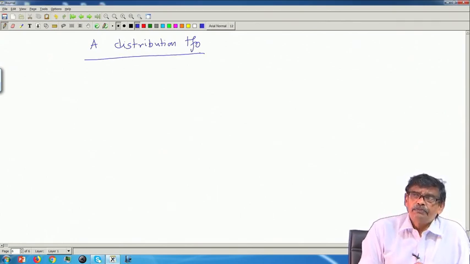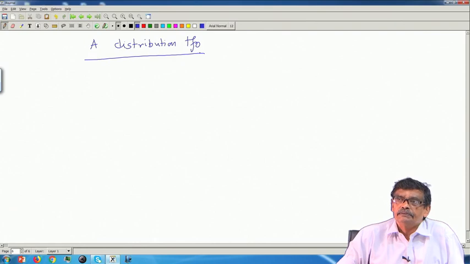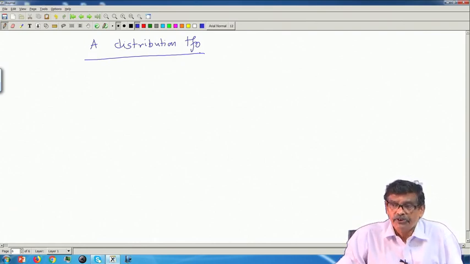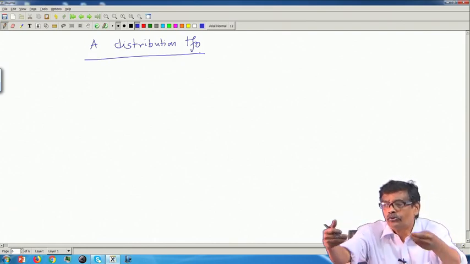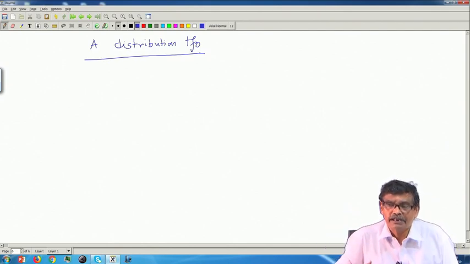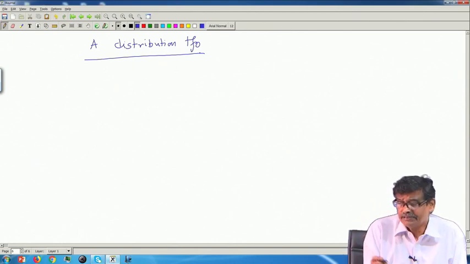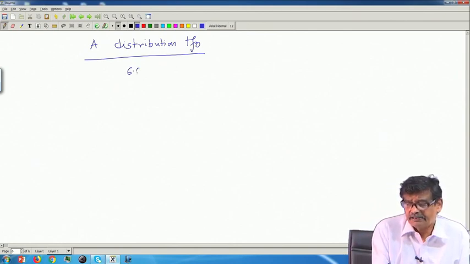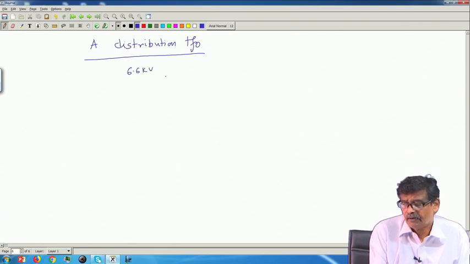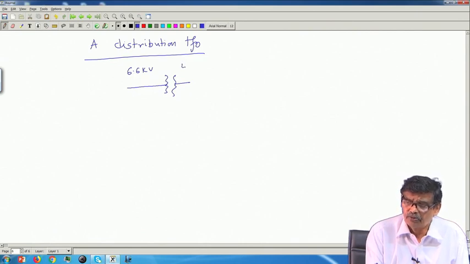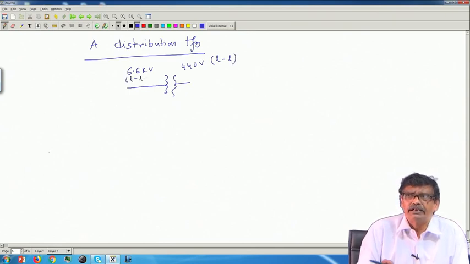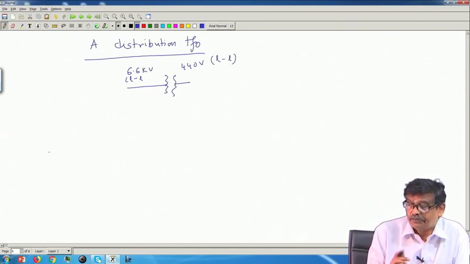A distribution transformer is that transformer from the secondary of which all the households are supplied power, in your house, in my house. So, what happens is this, the voltage may be 6.6 kV on the primary of a distribution transformer, and on this side the voltage is 440 volt line to line, and this is also line to line voltage. We will discuss the connection later, but let us try to understand.